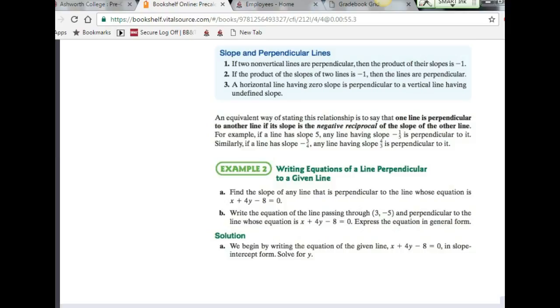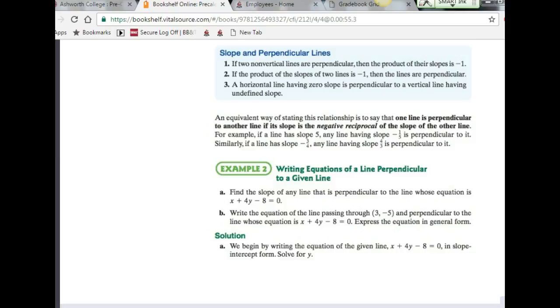And there's two parts to this. A, it wants us to find the slope of any line that is perpendicular to the line whose equation is x plus 4y minus 8 equals 0. Now this is called standard form when it looks like this. And then the B part wants us to write a specific equation of a line that's passing through (3, -5) and is perpendicular to that same line.